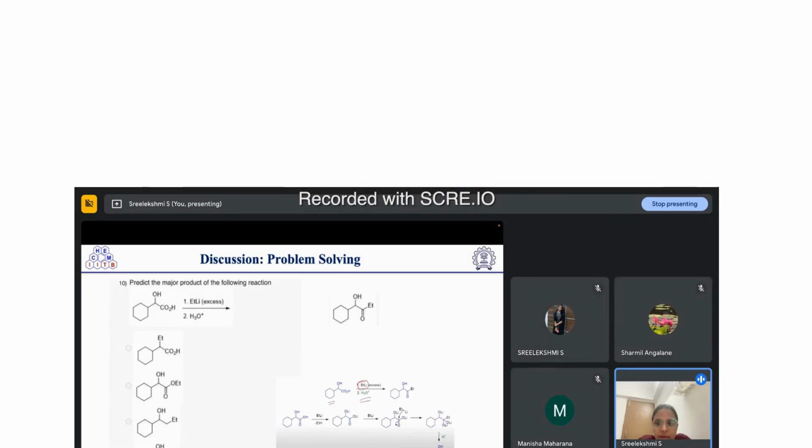So the correct answer will be option D. What is happening is that first ethyl lithium will generate this dilithium species, and then the next molecule of ethyl lithium will add to this carbonyl to form this particular compound. Then upon hydrolysis, one molecule of water will be eliminated to form this ketone.